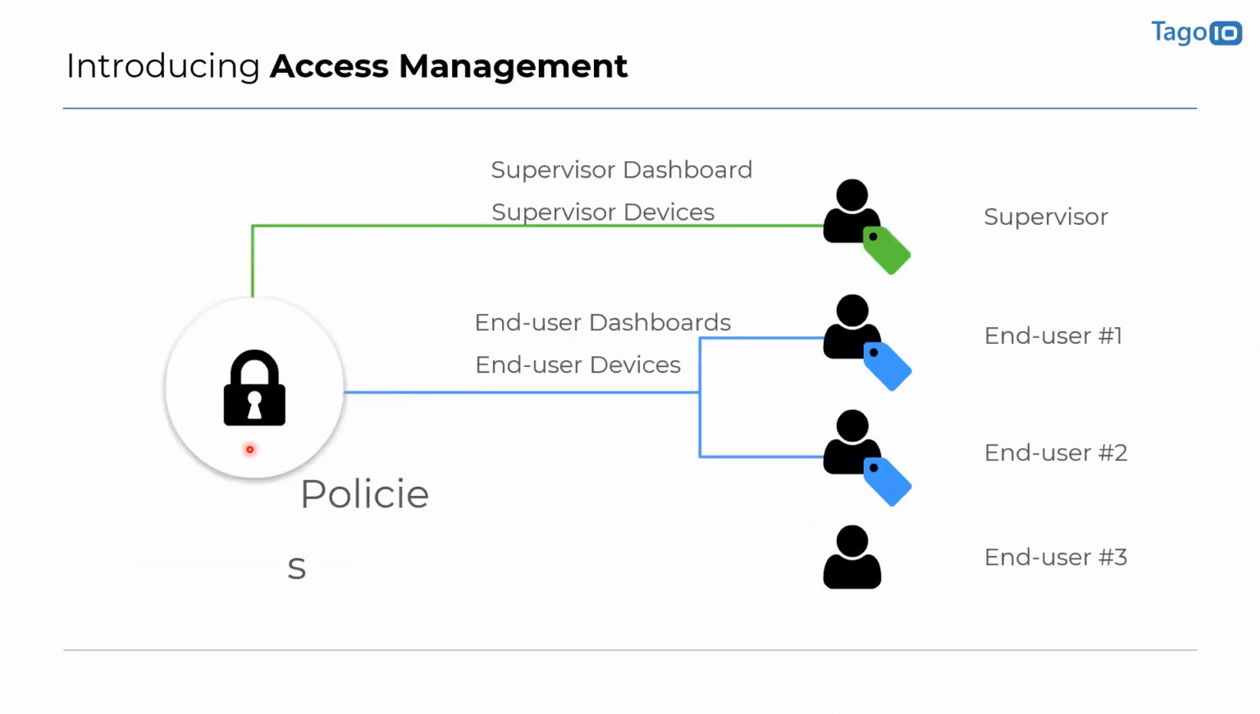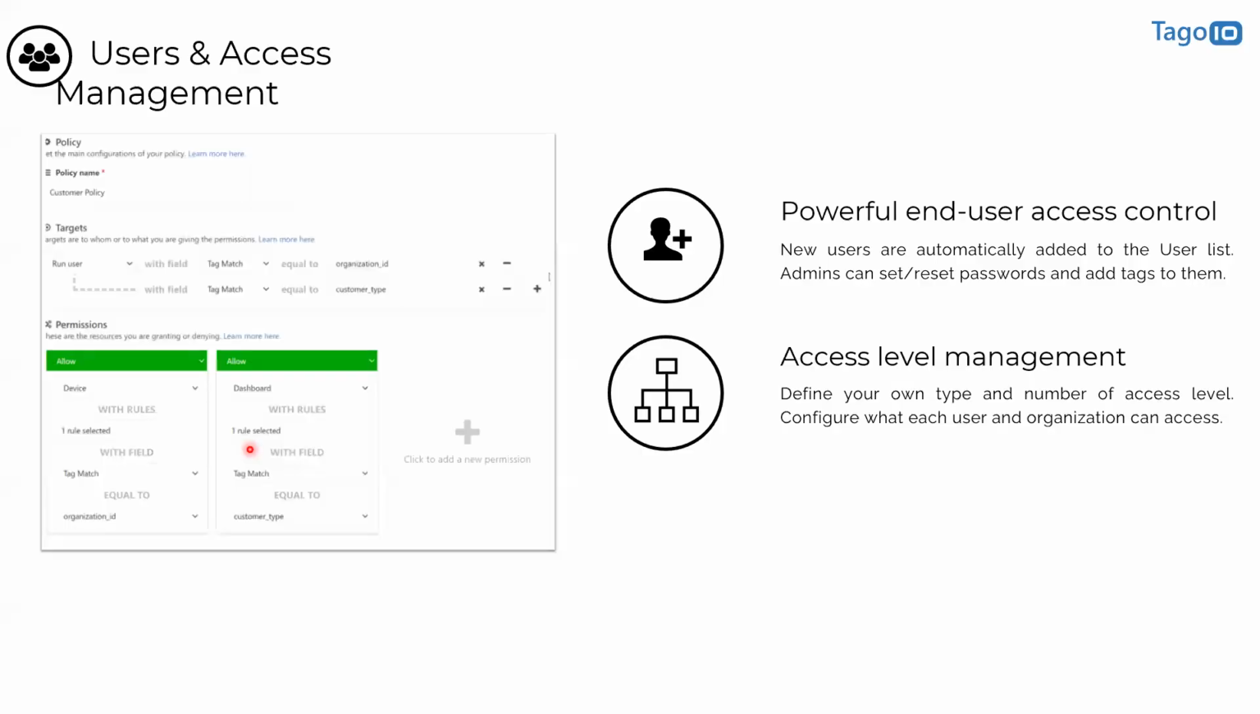Next, we have the access management. Access management also makes use of the tags. You can set up different kinds of user access. Let's say you have a supervisor, an end user, or even a technician. Using tags is how you will set up the access for users in your application. Here I have an example for access management.